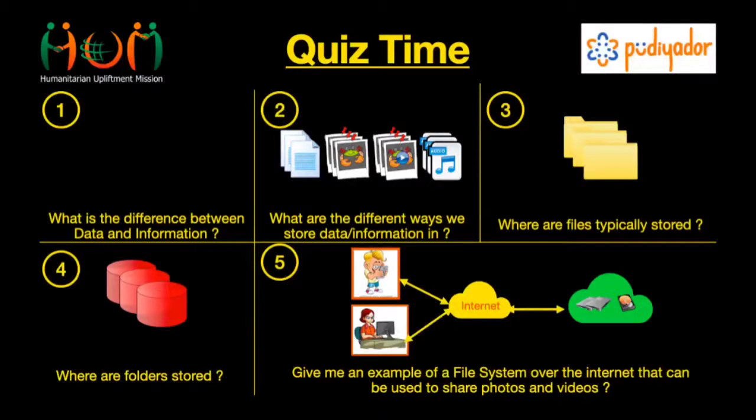We call it a drive, some kind of drive. Give me an example. Network drive, sir. Correct, network drive. And the example of that is Google Drive. Google Drive is an example of a file system over the internet that you can use to share photos and videos. Now, Microsoft has their own thing. It's called OneDrive. Okay. So now we move into the practical session.